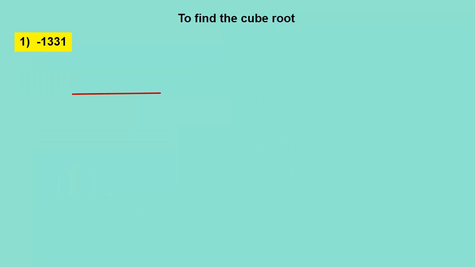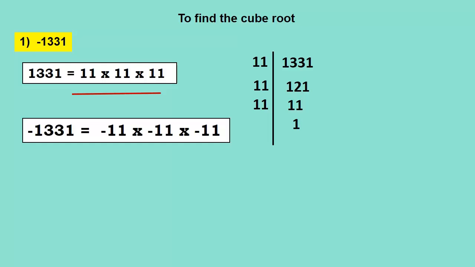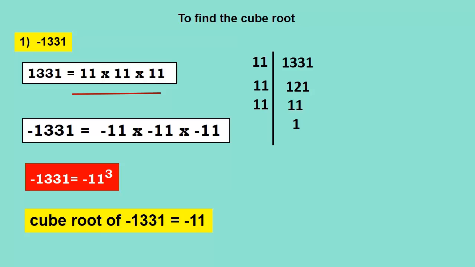Next sum, minus 1331. So considering 1331, if you see them, they are divisible by 11. So it is 121. Again we know 11 square is 121. So here now instead of writing positive, we write negative numbers. So this will be minus 11 cube and hence cube root is minus 11.